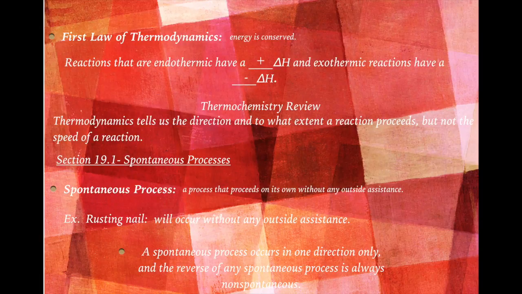Now the interesting thing is that if you have a spontaneous process, it's only going to occur in one direction. So for example, when a nail rusts in that one direction where iron and oxygen are reacting to create iron oxide, that is a spontaneous process. Now the opposite reaction, the reverse reaction in which iron oxide will become iron and oxygen, is non-spontaneous. So in one direction a reaction is spontaneous. If you look at the reverse reaction, it's going to be non-spontaneous.